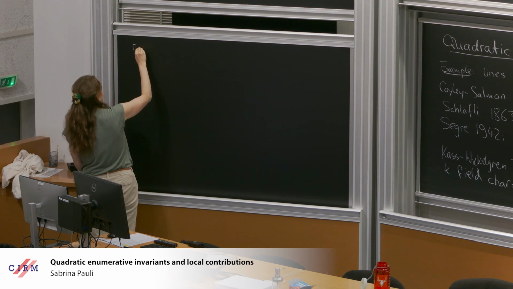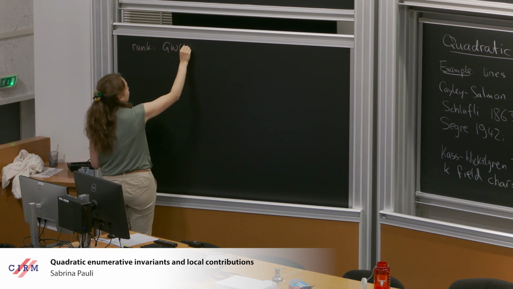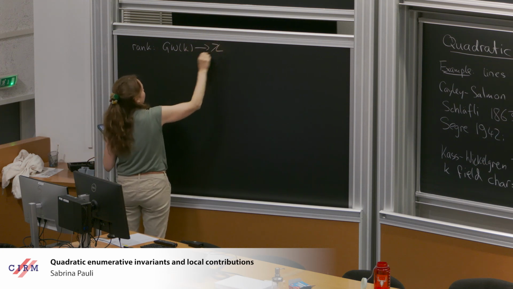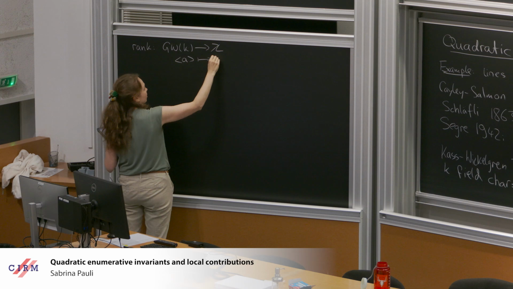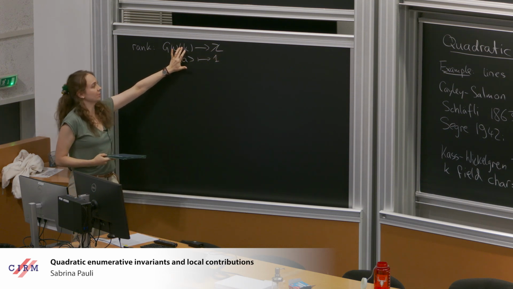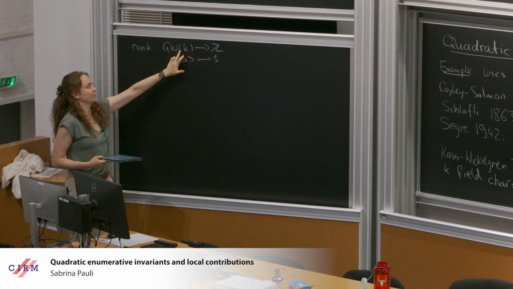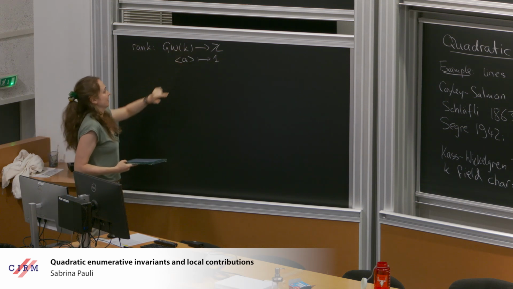Then maybe one more thing. We also have a rank homomorphism from the Grothendieck-Witt ring of K to the integers, which just sends one of these bracket A's to 1. Or if you want to think of this as quadratic forms, this really sends it to the rank of the quadratic form or the dimension of the vector space it lives on.